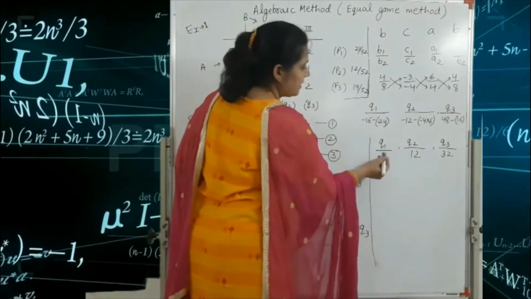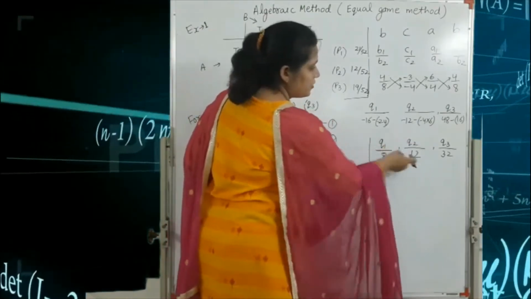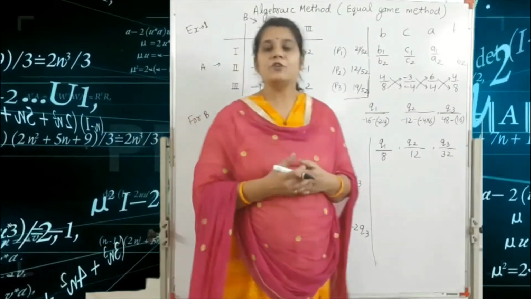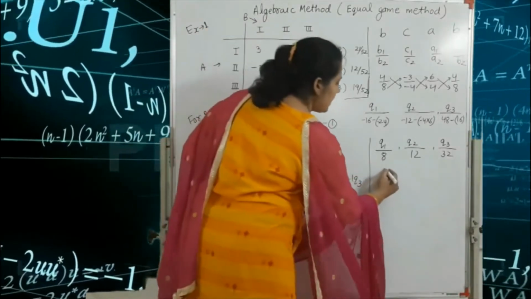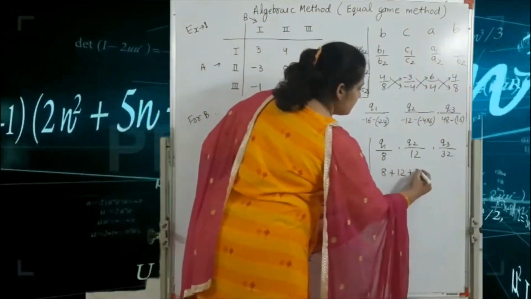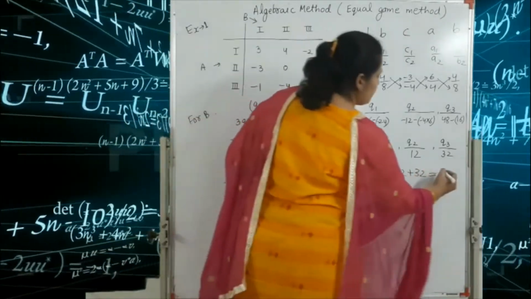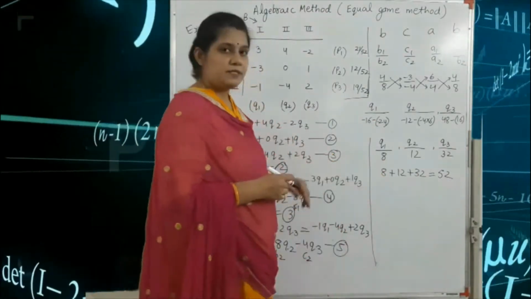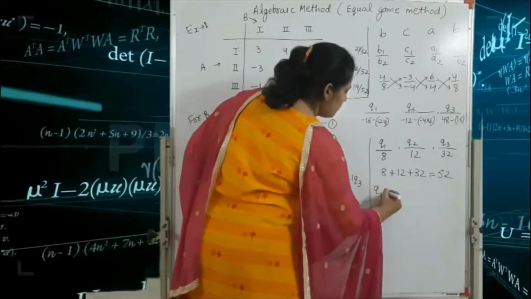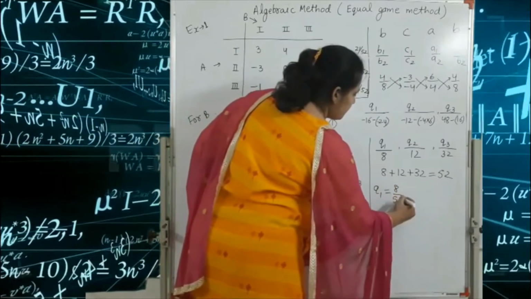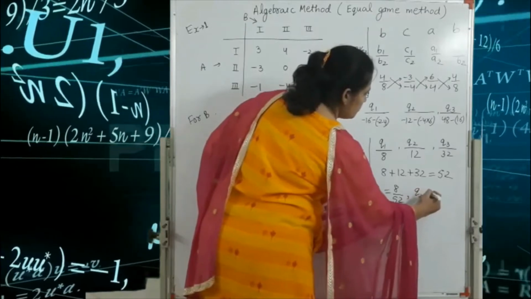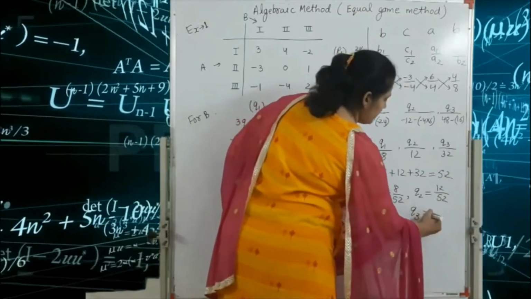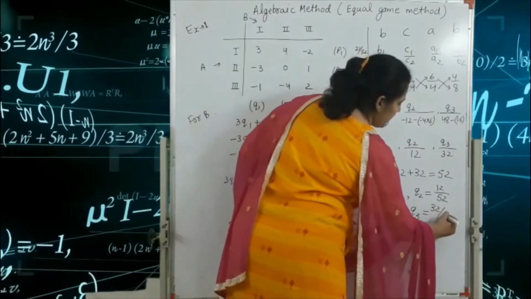So Q1 divided by 8, Q2 divided by 12 and Q3 divided by 32. So what is the value of Q1, Q2 and Q3? Here we write 8 plus 12 plus 32 is equal to 52. So the value of Q1 is equal to 8 by 52, the value of Q2 is equal to 12 by 52 and the value of Q3 is equal to 32 by 52.